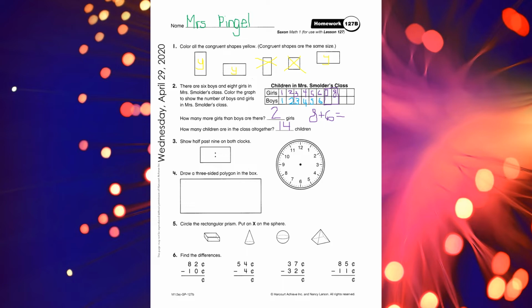Let's continue on. Number 3. Show 9:30 on both clocks. 9:30. Oh, I know. That's just a big fancy math word for 9:30. 9 is the hour. 30 is the minutes. So I know that the hour hand is shorter because it comes first. We're always shorter first. The word hour is also shorter.